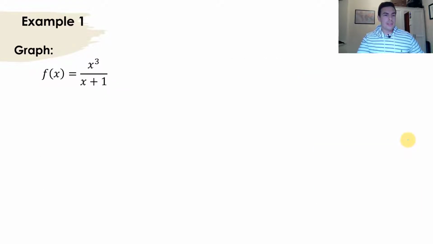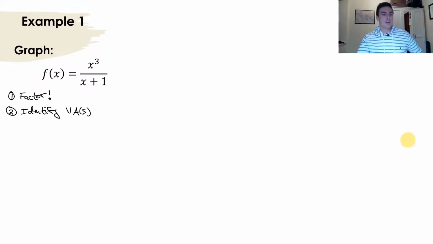I've got x to the third over x plus 1. So we have a rational function here. First thing we're going to do is factor, and I really can't factor this anymore. This is as factored as it's going to get, so we'll just leave it as is. Now let's identify our asymptotes. We're going to start with our vertical asymptote by setting the denominator equal to 0 and solving for x. So I'm going to get x is equal to -1 for my vertical asymptote.